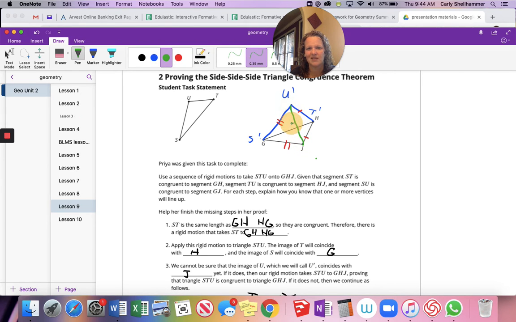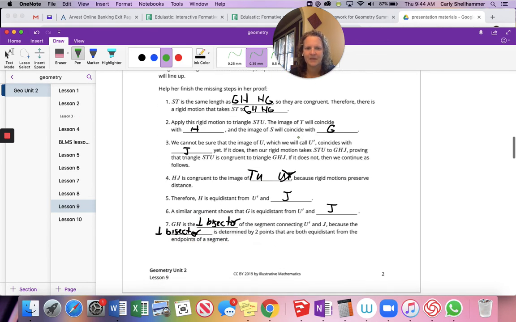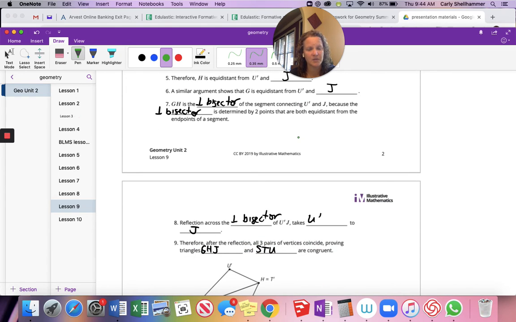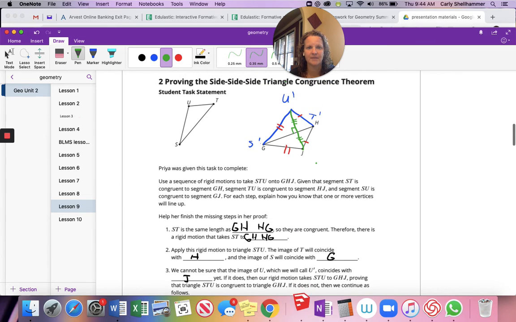Okay, this is important to this lesson. So that's a perpendicular bisector of the segment connecting U prime and J. So it did perpendicular, and I can also say it bisects because they're equidistant. So really we're applying something we've already learned to this lesson. So GH is the perpendicular bisector. Yes. Reflection across a perpendicular bisector takes U prime to J. Yep. So we're reflecting U prime to J.